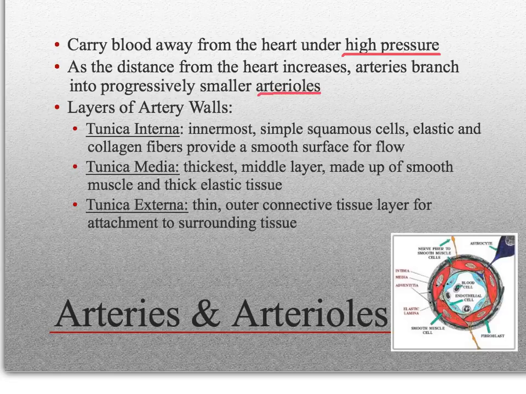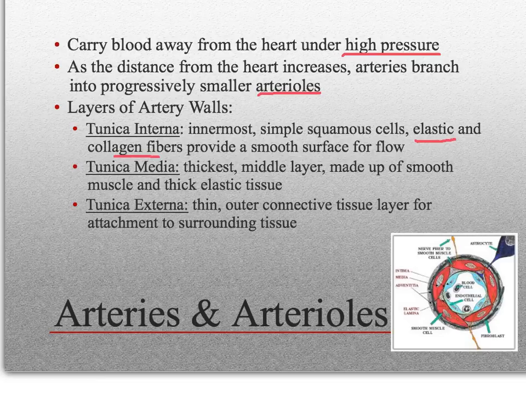The arteries and arterioles themselves have very predictable structures. They have three basic layers, and we're going to look from the inside out. So the innermost layer is called the tunica interna, or inner layer. It is made up of very simple cells called squamous cells. They're flat and they're smooth. It also has pretty good elasticity and some collagen fibers, which make the inside of the arteries and arterioles really smooth. It makes it easy for the blood to flow through them.